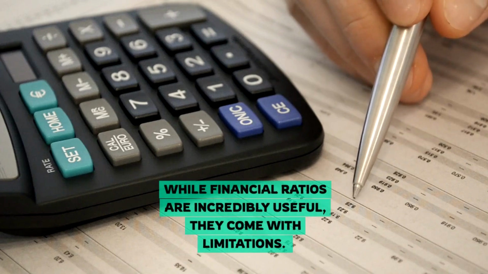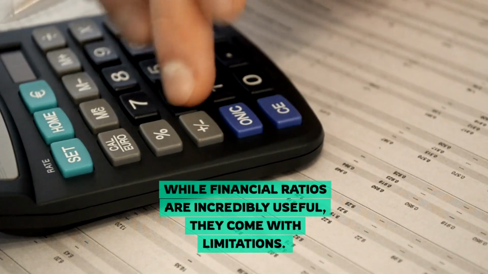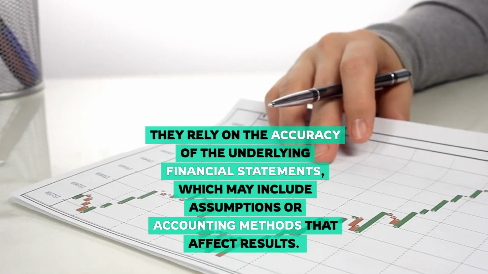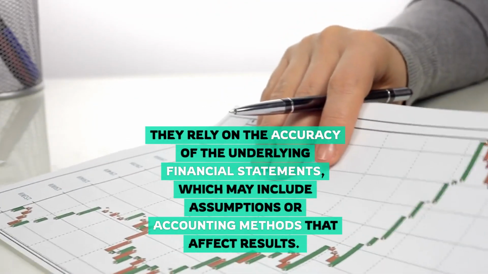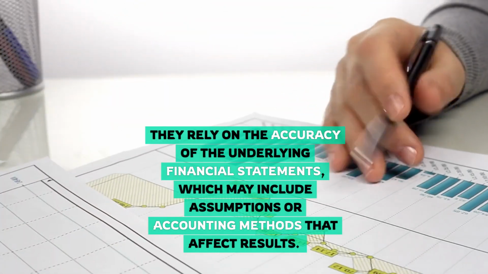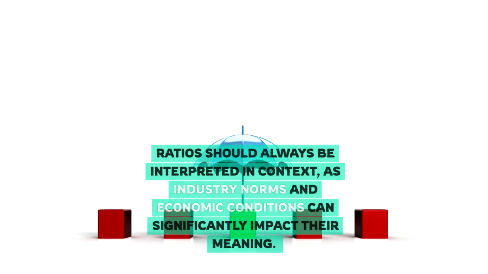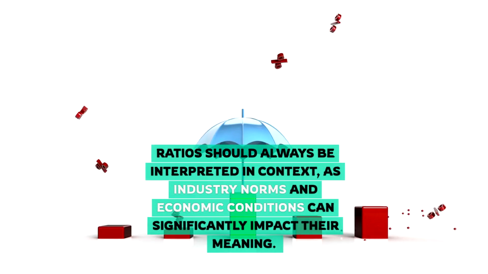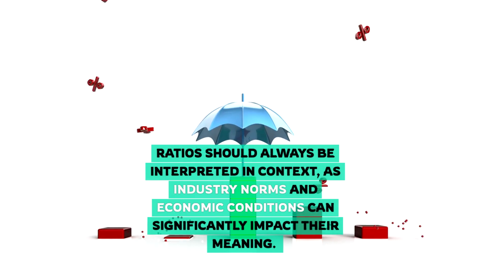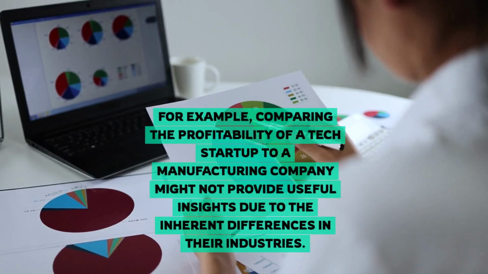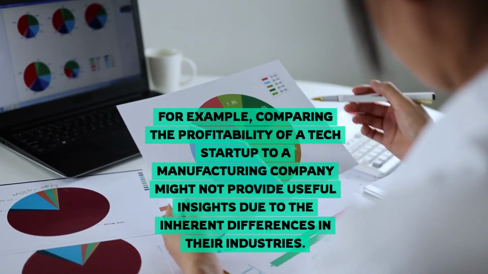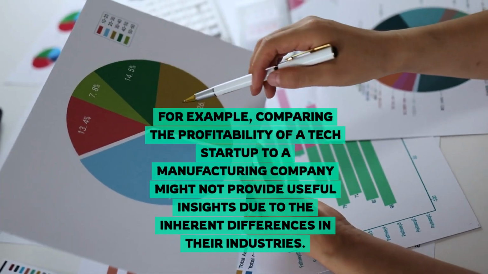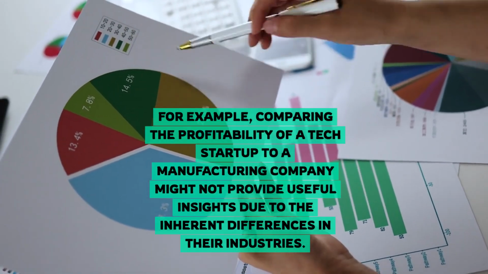While financial ratios are incredibly useful, they come with limitations. They rely on the accuracy of the underlying financial statements, which may include assumptions or accounting methods that affect results. Ratios should always be interpreted in context, as industry norms and economic conditions can significantly impact their meaning. For example, comparing the profitability of a tech startup to a manufacturing company might not provide useful insights due to the inherent differences in their industries.